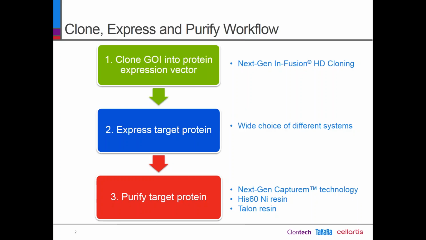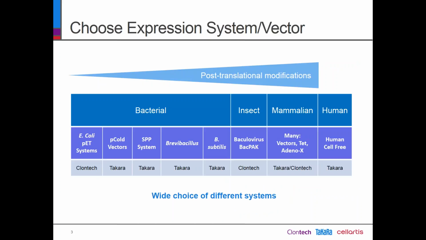So when it comes to choosing expression systems, Takara has a lot of choices that you can use, and this table summarizes these choices. We have different systems, many bacterial systems, an insect system, a lot of options for expressing proteins in mammalian cells, and also specific human expression systems. All of these systems have advantages and disadvantages.